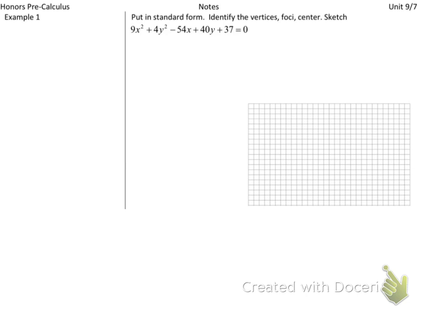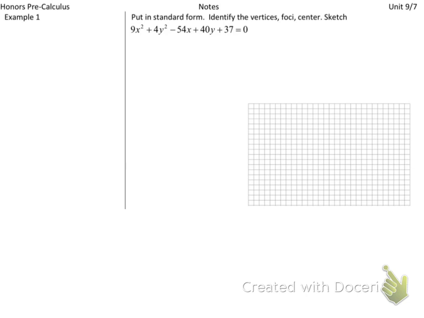Okay, so I have this equation that I want to put in standard form. Well, standard form is (x minus h) squared over something plus (y minus k) squared over something equals 1. The x squared and y squared have some denominator, whatever it is. Even if there isn't anything there, it's technically a 1. Okay, so let's put it in standard form, identify the vertices, foci, center, and sketch.